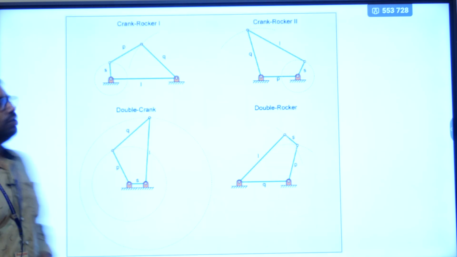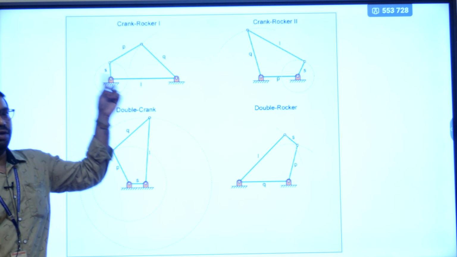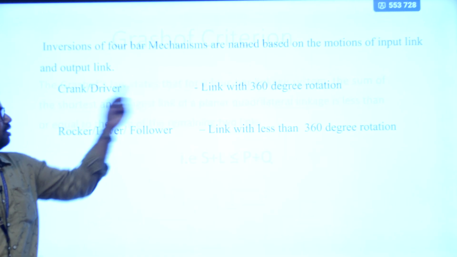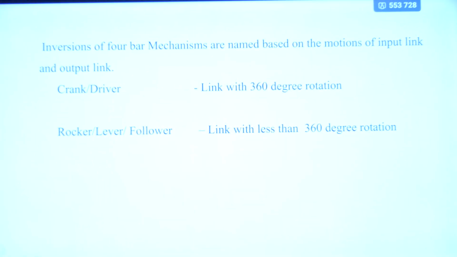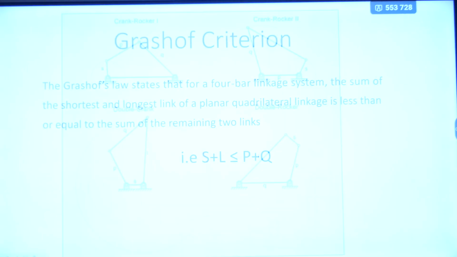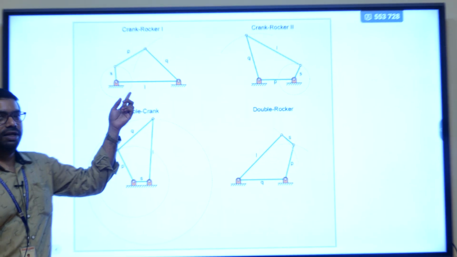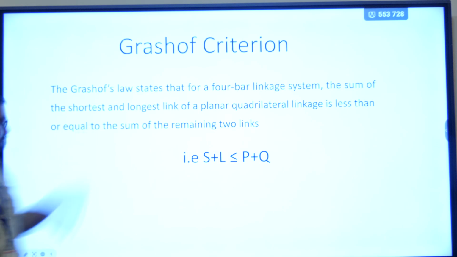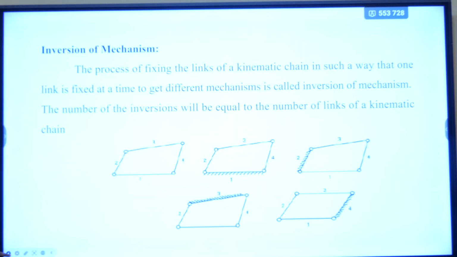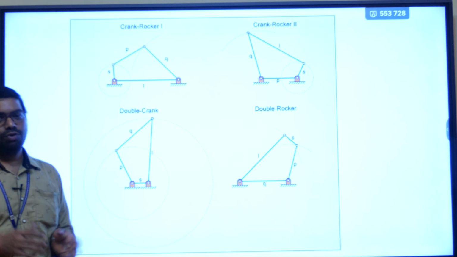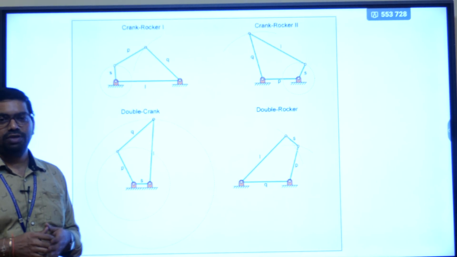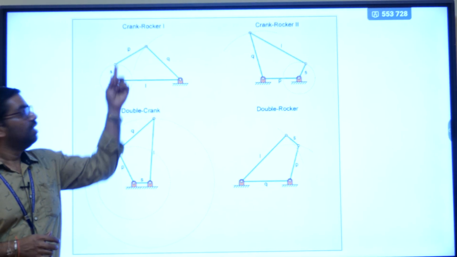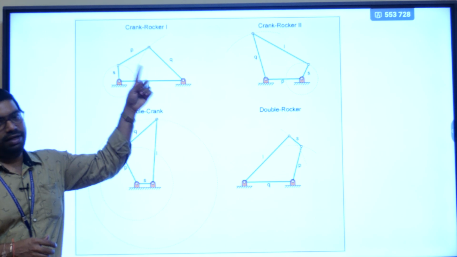Here we need to consider the four-bar mechanism. We have the longest link, represented by the letter L, the shortest link, represented by S, and two intermediate links, P and Q. To construct this type of mechanism, we need to follow Grashof's law, which states that the sum of the shortest and longest link lengths should be less than or equal to the sum of the other two link lengths.